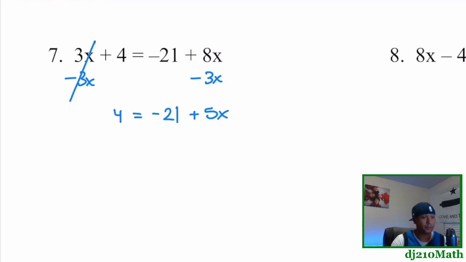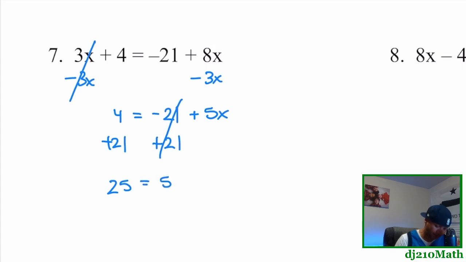Now I'm going to move the negative 21 the other direction by adding 21. Right, so I move my x's one way and the non-x's, the constants, the other way. I wouldn't put everything on one side of the equation, right? It's got to be balanced. X is on one side, non-x is on the other. So 4 plus 21 is 25 is equal to 5x. Divide both sides by 5. 25 divided by 5 is 5. So x is equal to 5.